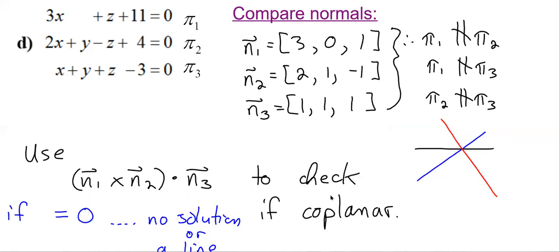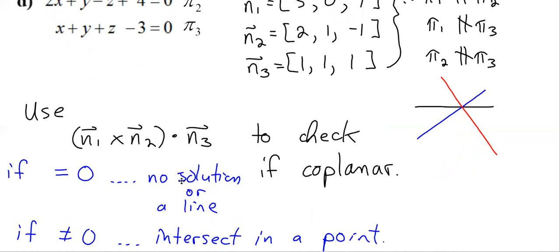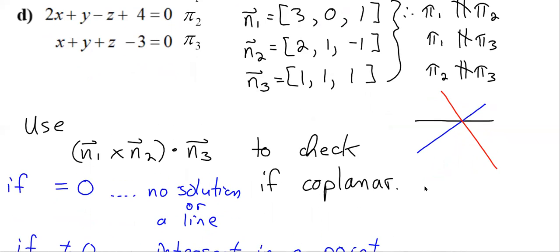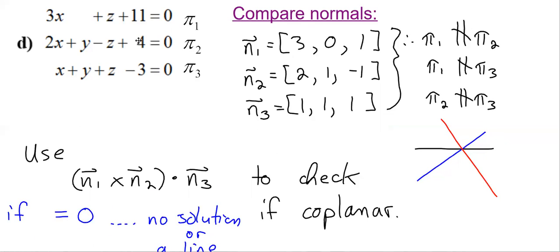you check this triple scalar product, all right? And if you get a 0, there's no solution, or it could be a line. And if it's not equal to 0, then it intersects in a point. Now, sometimes questions will give you the 3 planes and say, these intersect in a point. Okay, they tell you that it either intersects in a line or it intersects in a point.